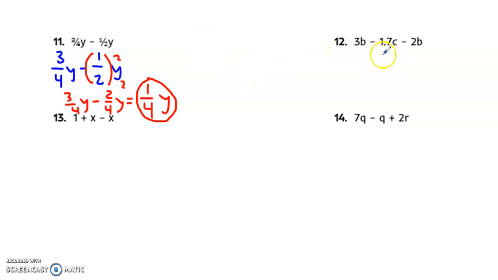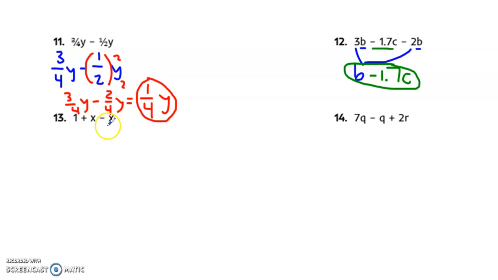3b minus 1.7c minus 2b. So these both have b's on them, so we can combine. 3b minus 2b is just 1b, which is the same as b. And then we have negative 1.7c left over, so we'll just bring it down. And our variables right here, our letters, are different, so that's our final answer.